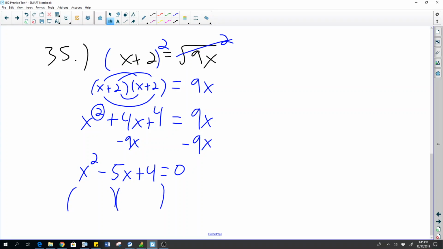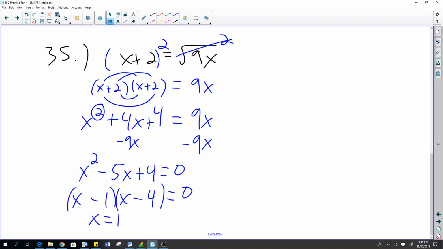I don't think 2 and 2 is going to work. What do you think, factors of 4 that might get us to 5? Good job. So we have 1 and 4. And then I think, yep, both negative. Negative times a negative is a positive 4. And then minus 1 with a minus 4 is a negative 5. Cool. So then we set both those equal to 0. And we do get 2 solutions.